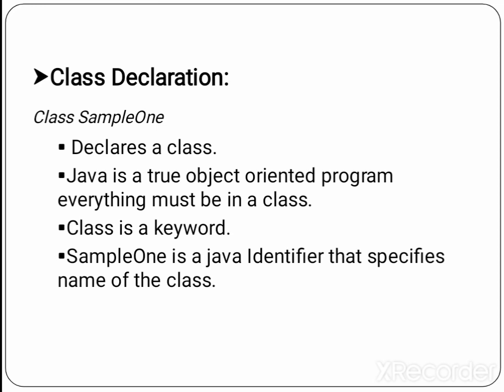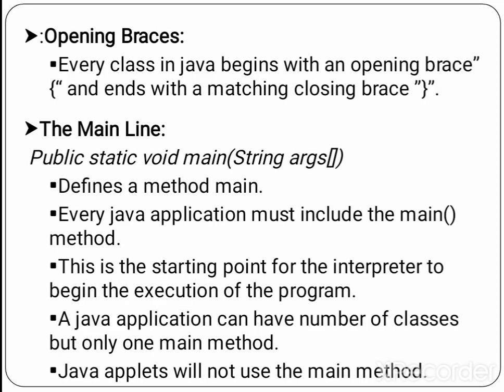Class declaration declares a class, and Java is a true object oriented program, so everything must be in a class. In the example, class is a keyword and sample1 is Java identifier. Opening brace. Every class in Java begins with the opening brace and ends with the closing brace.